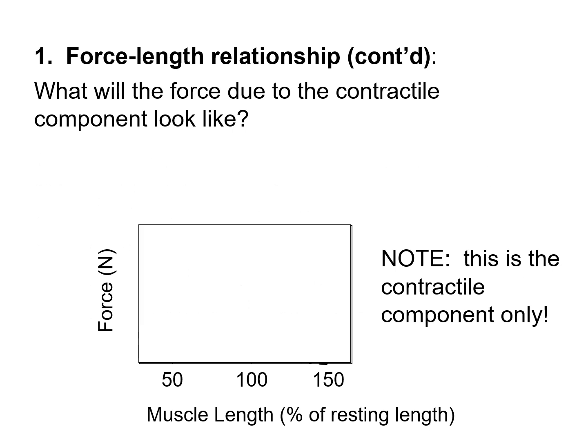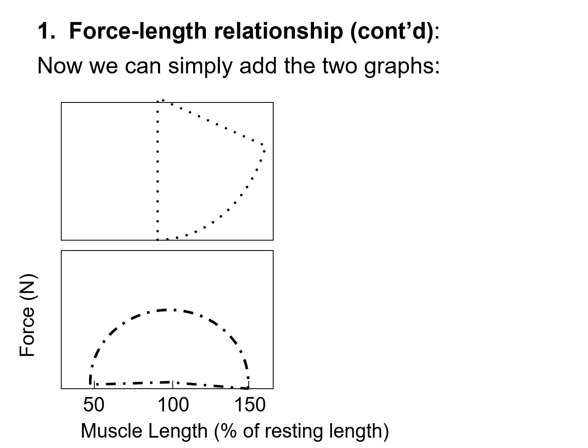So what will the force do to the contractile component look like? We're just looking at the contractile component and still at muscle length as a percentage of the resting length. We'd see kind of a nice hyperbolic shape where roughly at 100% of its resting length, maybe just a bit beyond it, maybe 110, 115% of its resting length, we see the maximal amount of force it can produce. But anything short of that or larger than that, we start to see a decrease in the amount of force produced. So let's combine these.